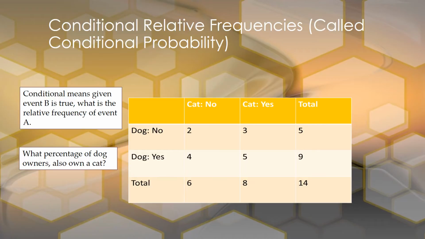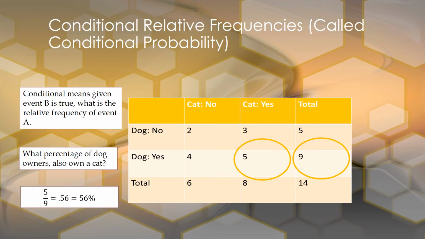So if we look at the contingency table, we want to look at just the dog owners. That's all we're concerned about. So we want to know, first of all, how many dog owners are there? And there are 9. And then we want to know, out of the dog owners, which ones own a cat. So there's 5. So we're going to do 5 divided by 9, which is about 0.56 or 56%. So the relative frequency, or the conditional relative frequency, would be 56%.